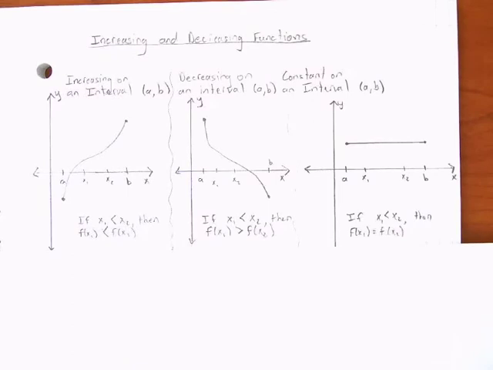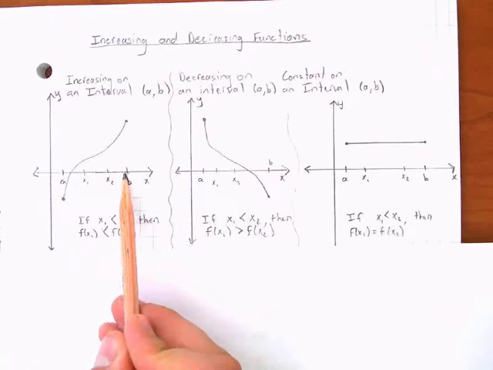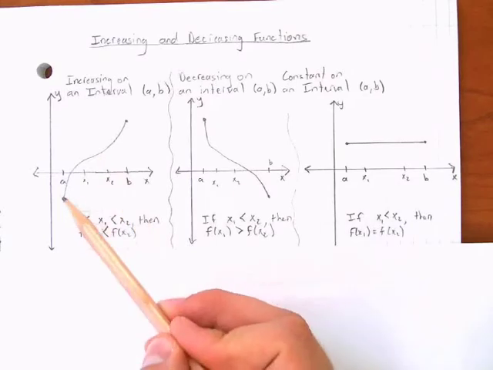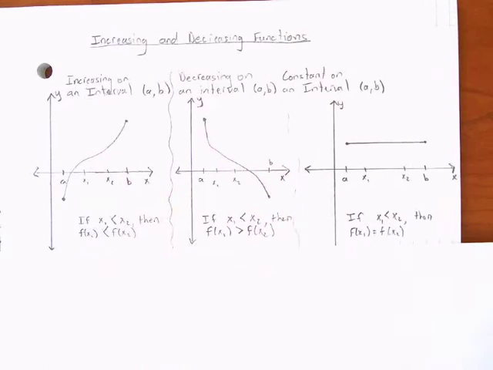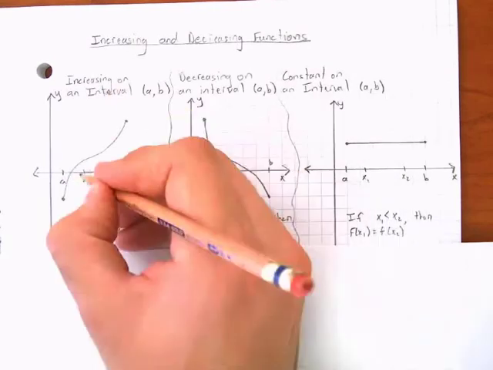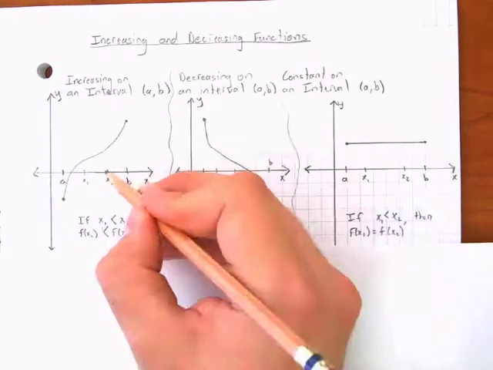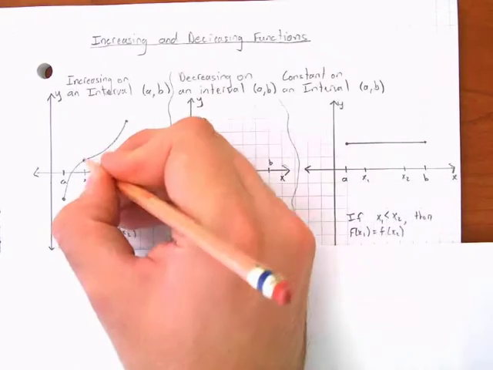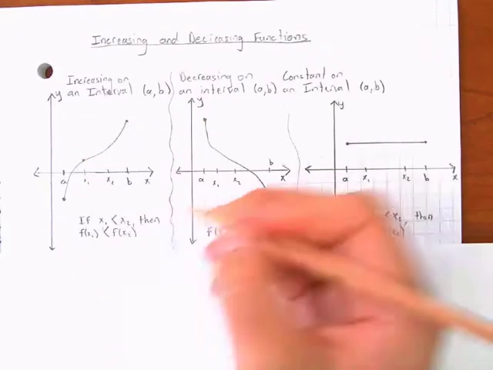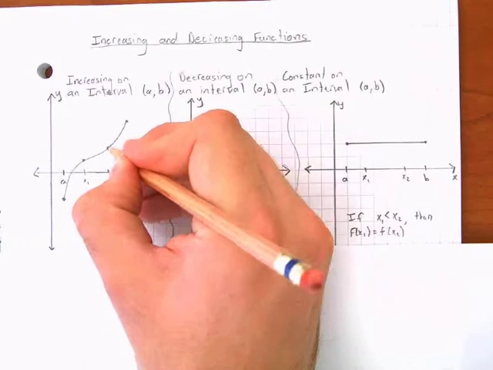With the first graph here, the graph is increasing on this interval from A to B. So you can see A is over here, you can see B is over here, and the graph is directly in between and increasing on this entire interval. One of the things that we can do with this is we can determine that if x1, which would be right here, is less than x2, which is right here, then f of x1, which would be right here, must be less than f of x2.